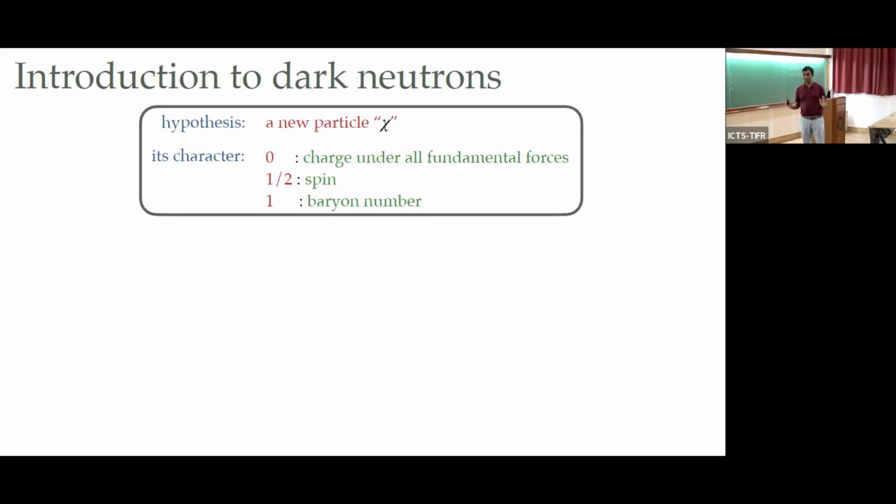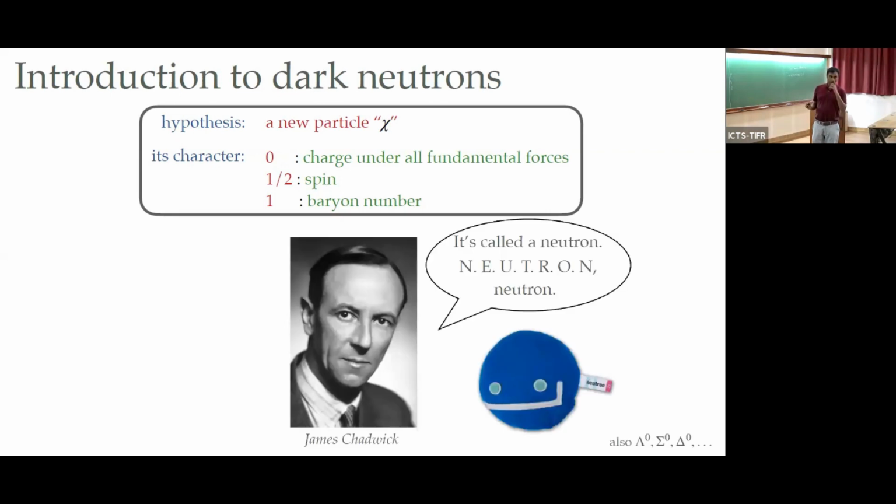So what is a specific model? The hypothesis here is that we are introducing a new particle characterized by it having zero charge under all fundamental forces, a standard model singlet. I'm going to give it a spin half, make it a fermion, and crucially, I'm going to give it baryon number 1. Now, if I just told you this, of course, the disgruntled ghost of James Chadwick is going to come up and say, what I've described is just a neutron. I've not said anything exotic here.